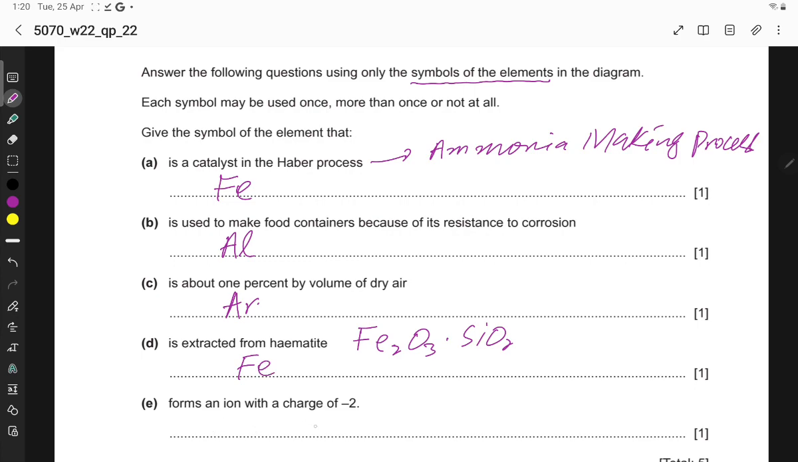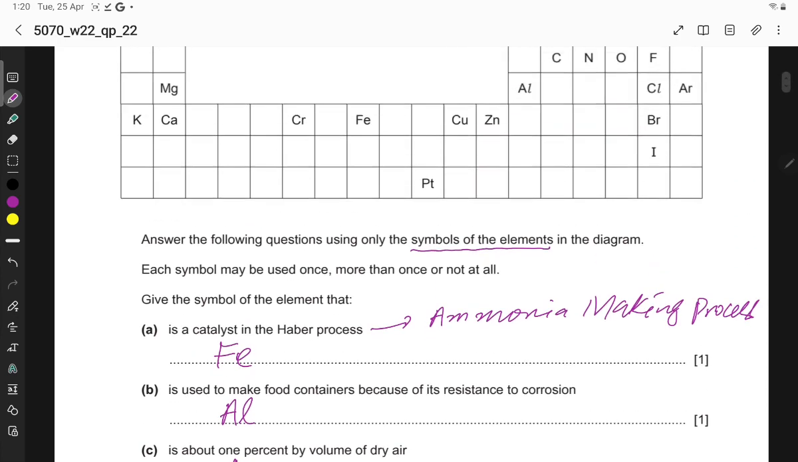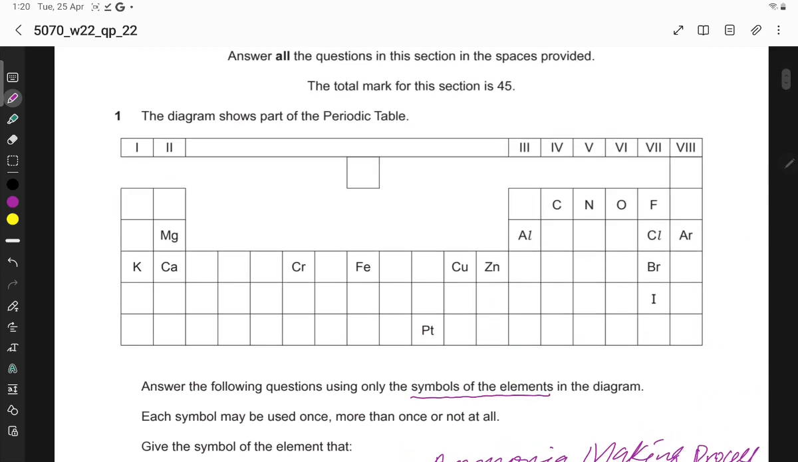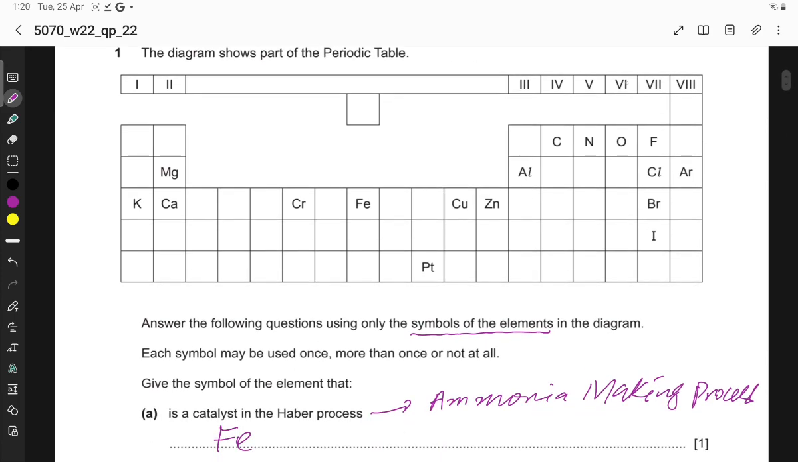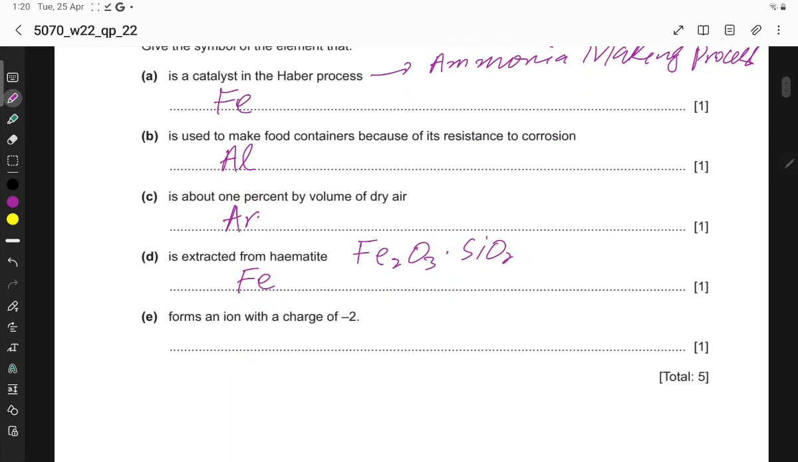Forms an ion with a charge of -2. You know that non-metals always form negative ions when they tend to gain electrons. So group 5 carries -3, group 6 carries -2, and group 7 carries -1. Similarly, group 1 is +1, then +2, +3, and this is ±4. The answer is oxygen forms an ion which has -2 charge.